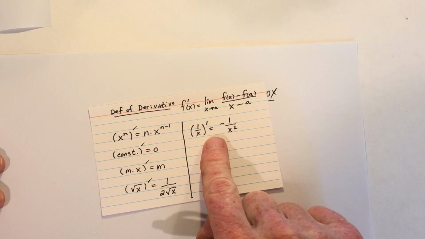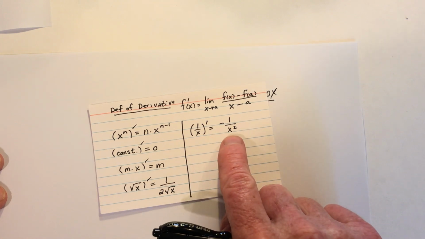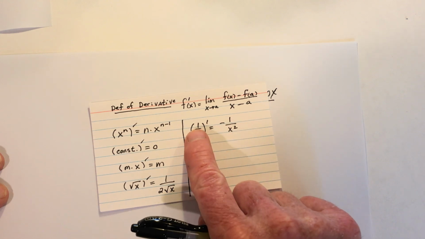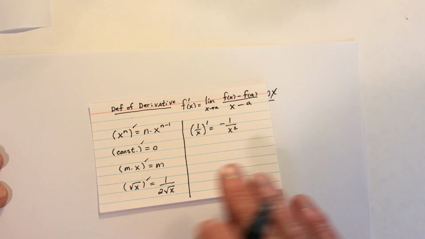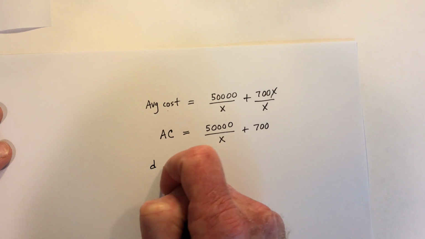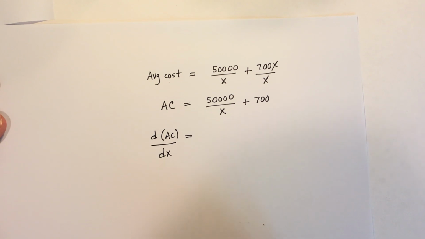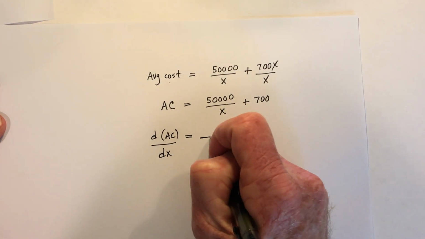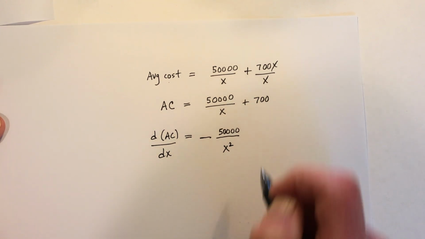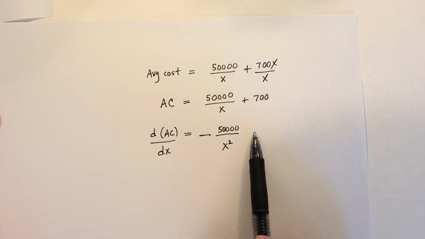And then it's time to take the derivative, and that's where I like to use this one. So when you have 1 over x, the fast way to take the derivative is it's negative 1 over x squared. And whatever number is sitting on top, that number stays on top. It doesn't even change. So the 50,000 can just stay there. So the derivative of the average cost with respect to x equals negative over x squared. And then the 50,000 just stays there. And then the derivative of 700 is 0, so that's gone.